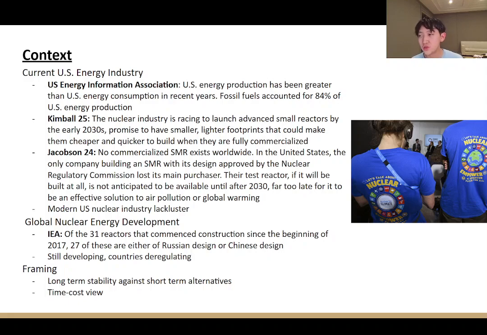However, according to Jacobson 24, there are no commercialized SMRs existing worldwide. In the United States, the only company building an SMR with its design approved by the Nuclear Regulatory Commission lost its main purchaser. Their test reactor, if it will be built at all, is not anticipated to be available until after 2030, far too late for it to be an effective solution to air pollution or global warming.